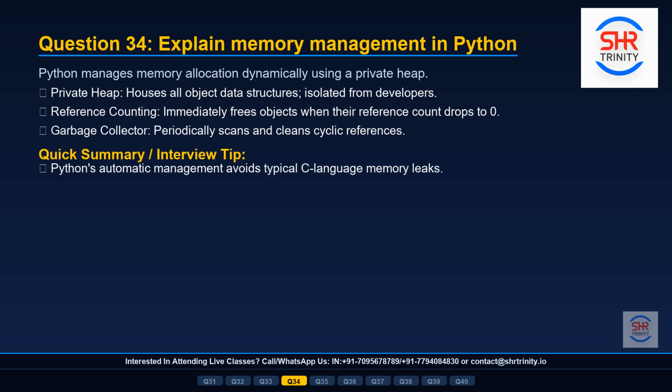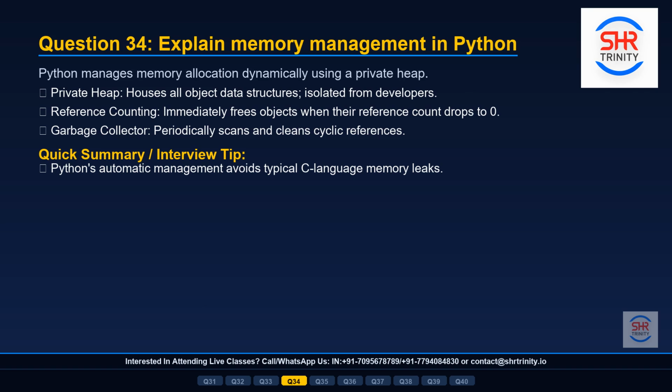Question 34. Explain Python memory management. Python manages memory automatically using a private heap. All Python objects and data structures live inside this private heap. As a developer, you never access this heap directly, Python handles it for you completely. The primary mechanism is reference counting. Every object has an internal counter that tracks how many variables reference it.